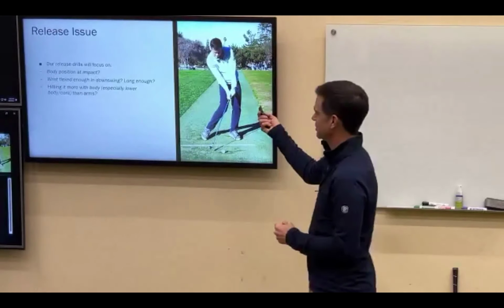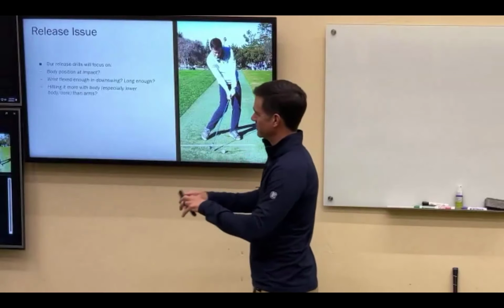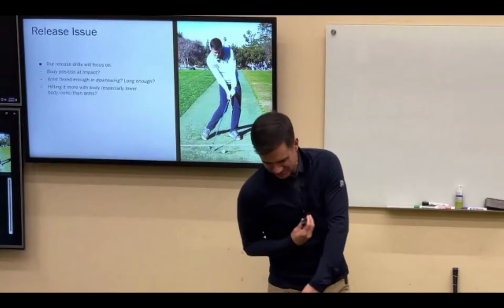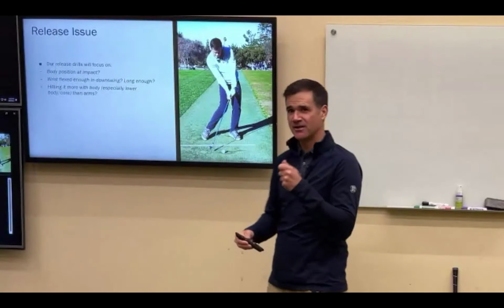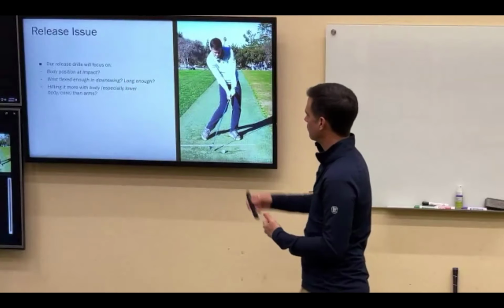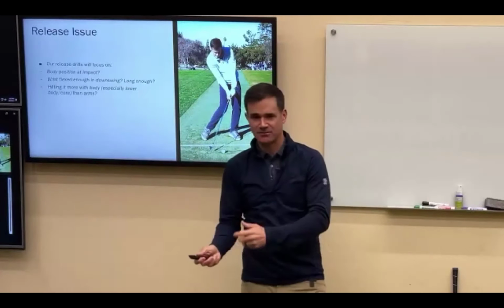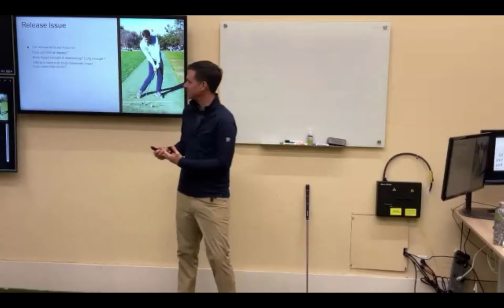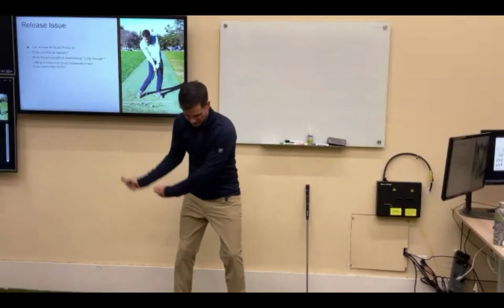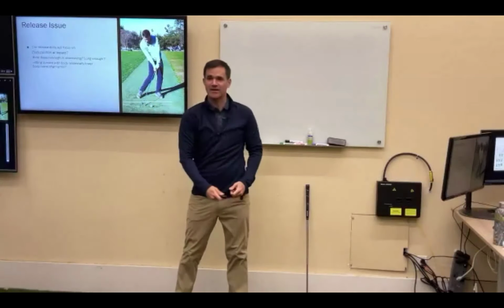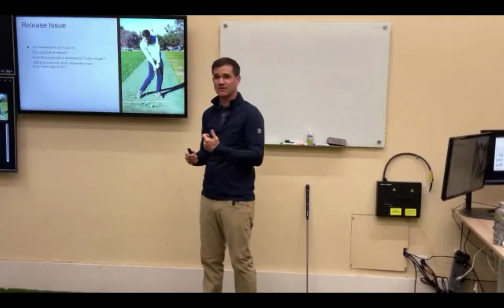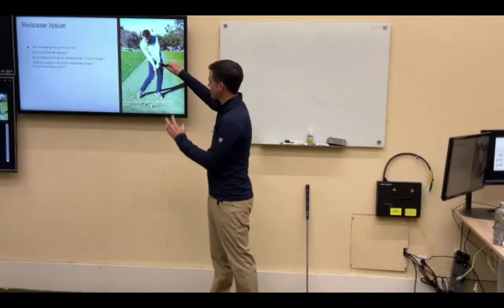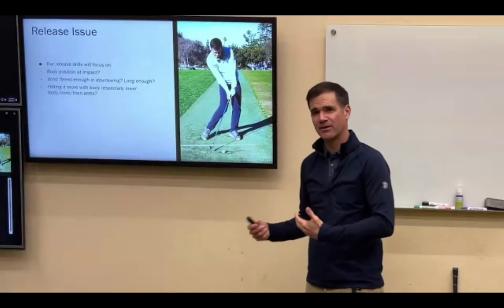So if it's a release issue, our drills in the release section are going to focus on the body position at impact. So we already said the body position and the arm position have to match in order for it to work out. And then we'll work on the arm education. The other component to this is where are you creating your speed? So hitting it more with your body and less with your hands will typically help get that wrist to be in a little bit more flexed position as well. So we got a couple big buckets: body position, arm education, and kind of tempo, hitting it with the body.